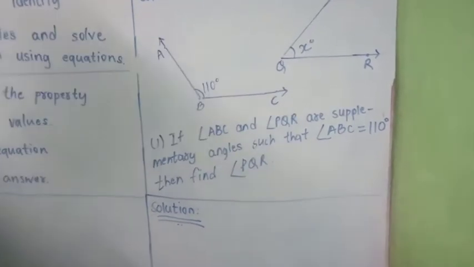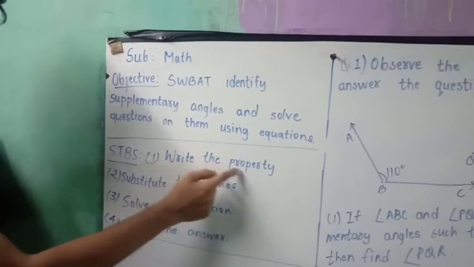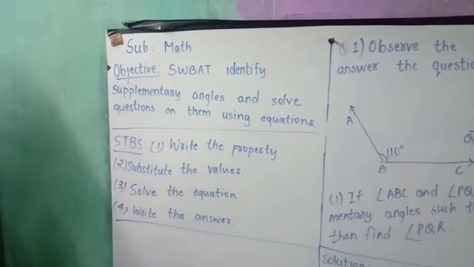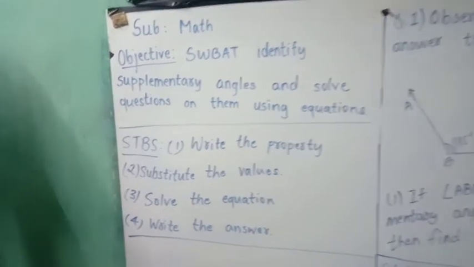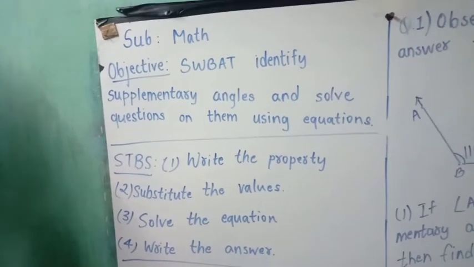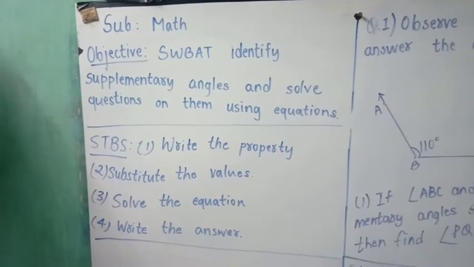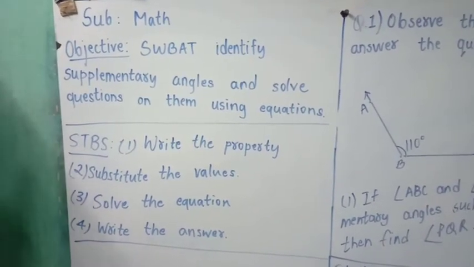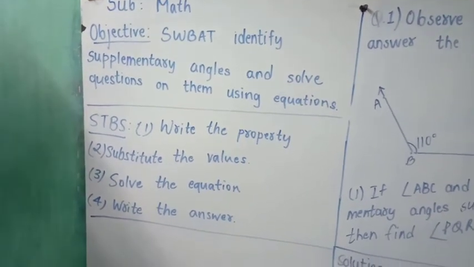So the first step is to write down the property. If you look at the steps, the steps are similar to complementary angles. When we were finding one angle of complementary angles, we were using the same steps. So we are going to use the same steps to find supplementary angles also.